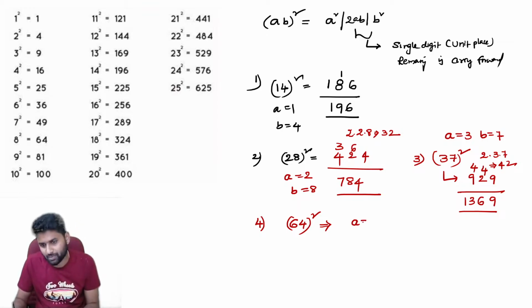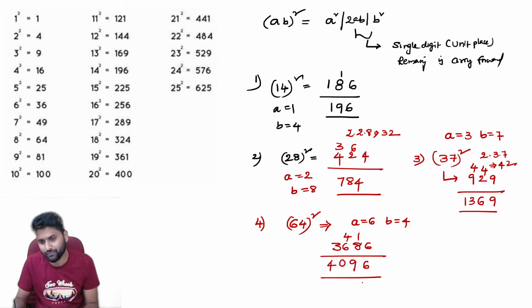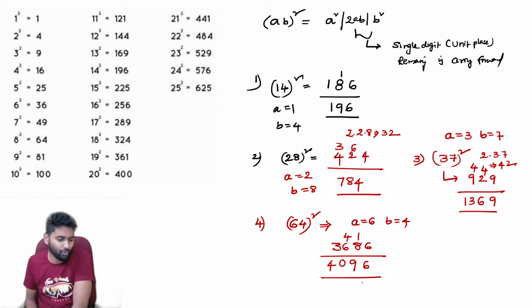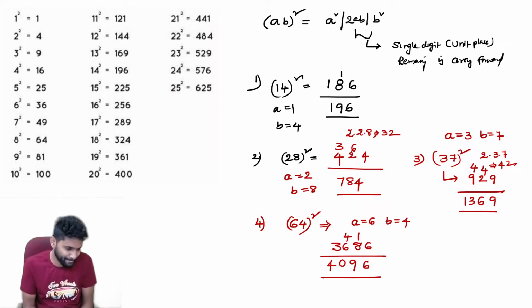Here a is equal to 6, b is equal to 4. 2 into 6 into 4 is 48. 8, 4 is the carry over. 4 square is 16. 6 here, 1 is carry over. So here the answer is 4, 0, 9, 6. So 64 square is exactly equal to 4096.